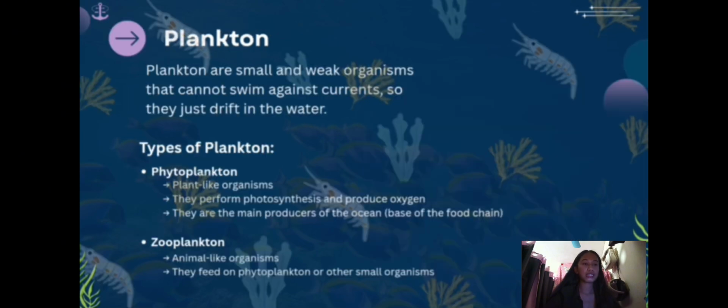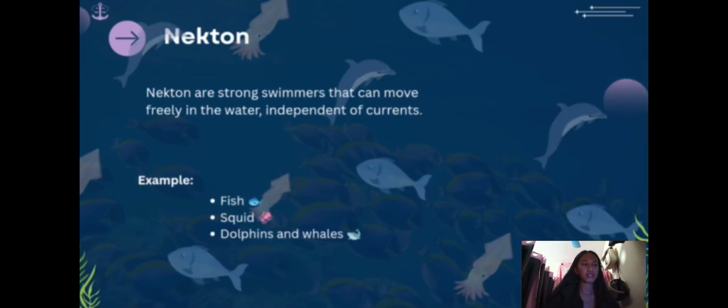So, first is plankton. Plankton are small organisms that drift in water. There are two types of plankton, the phytoplankton and the zooplankton. The phytoplankton are like plant organisms and they perform photosynthesis. And the zooplankton are animal-like organisms and they feed on phytoplankton or other small organisms. Next is nekton. Nekton are strong swimmers like fish, squid, and whales. Next is benthos.